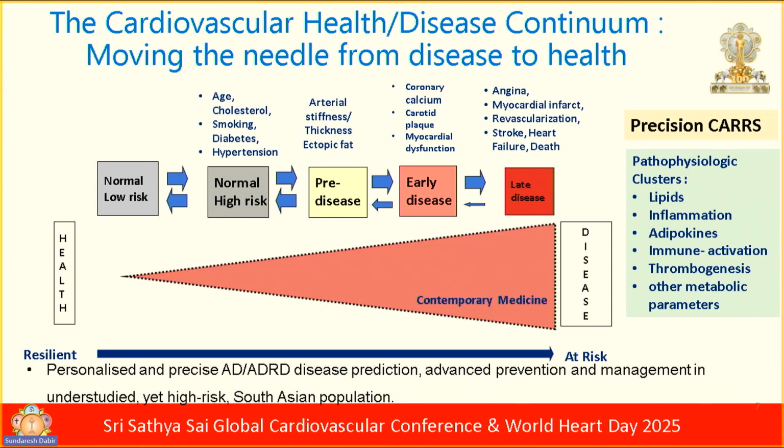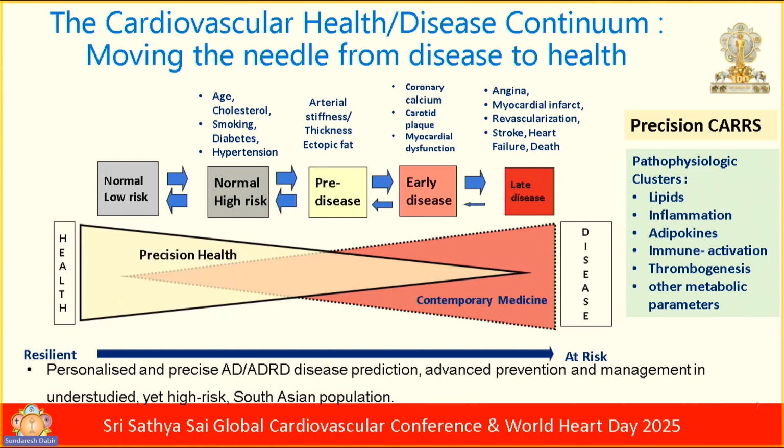And our contemporary medicine starts with late disease. We are identifying people with disease and treating them. And then, if you're more enlightened, you would start with risk factors and treat them to prevent disease. But we need to keep people normal and at low risk. And that's the paradigm which we need to think of. And that's where precision health comes in, where each individual has a unique phenotype, and we need to manage those individuals. And this is where our CARRS cohort has transformed into precision CARRS.